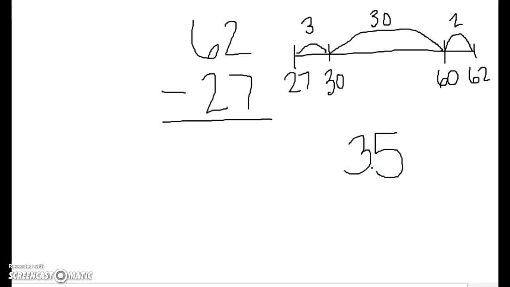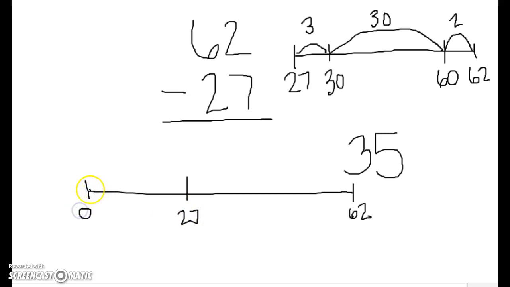It took a lot longer for me to get there than the other way, but I can actually see and understand what's going on. If I had 62 apples and I'm taking away 27 apples, this is how many apples I'm going to have left. Let me draw that out a little bit longer for you so that you can actually see how that works. Here's 62. Here's 27.